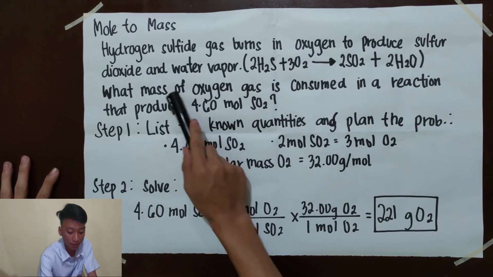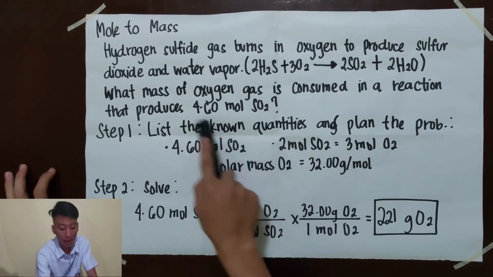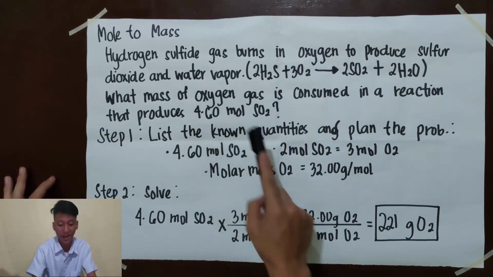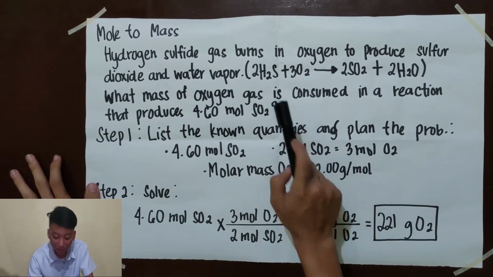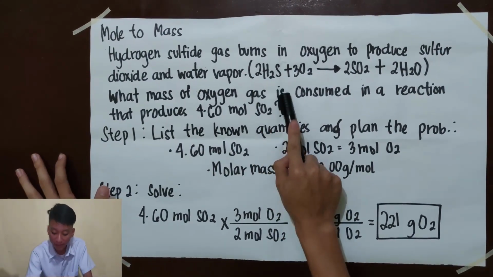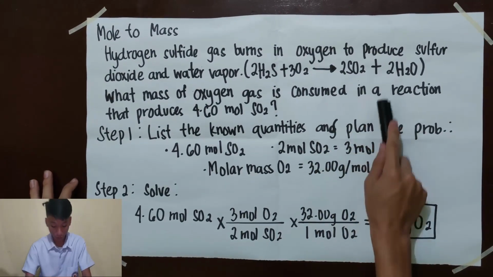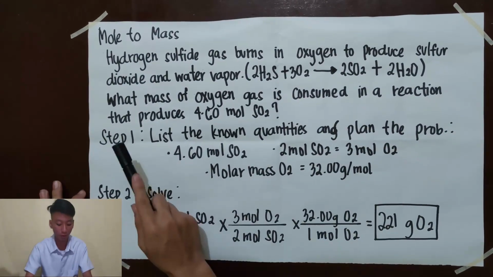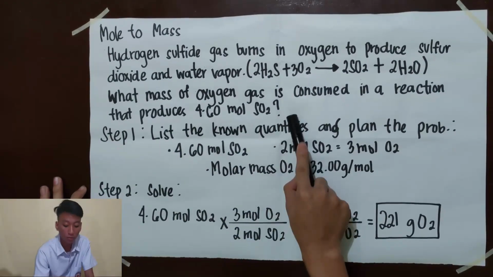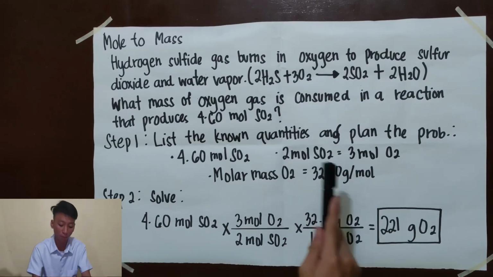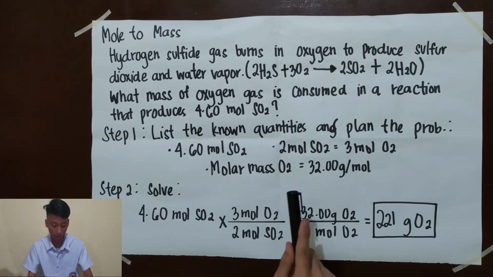Next, we have the mole to mass problem. Hydrogen sulfide gas burns in oxygen to produce sulfur dioxide and water vapor. We have the given equation: hydrogen sulfide gas reacts with oxygen to produce sulfur dioxide and water vapor. Question: what mass of oxygen gas is consumed in a reaction that produces 4.60 moles of sulfur dioxide?